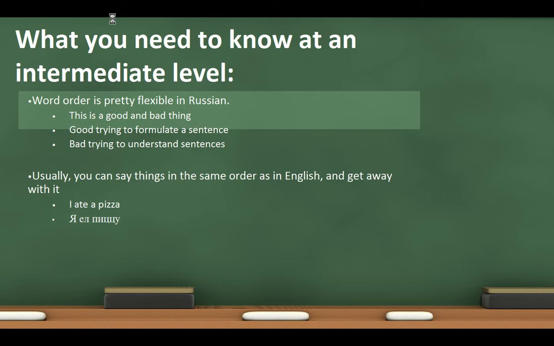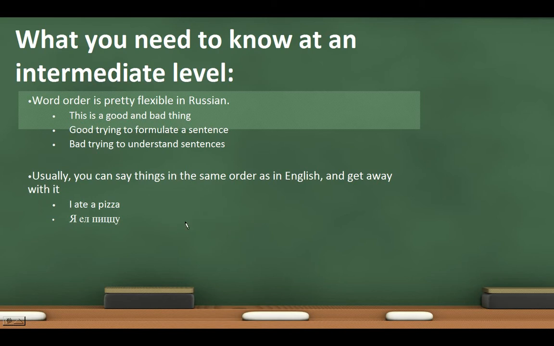So you would say, I ate a pizza. And in Russian, same thing. Я, which is I, ел, meaning ate, and pizza, пиццу. This would be perfectly fine and acceptable. But like I said, Russian is a very flexible language when it comes to word order. So you could actually say, Я пиццу ел. So you can say, just like this, Я пиццу ел.